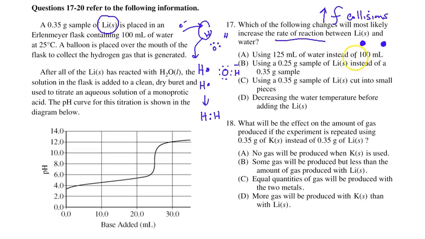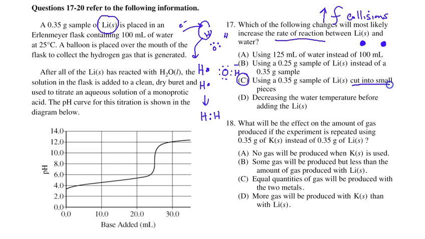Using more water. Well, using more water would probably not be a factor because it's about how much lithium. Lithium is the limiting reagent here. Water is in excess, right? Because you kept doing it until the lithium ran out. Using a smaller gram sample instead of a bigger, well, the rate of reaction would probably slow down, but the best answer in terms of increasing the rate of reaction, I would say, would be increasing the temperature, which is not a choice. You make the collisions go up.